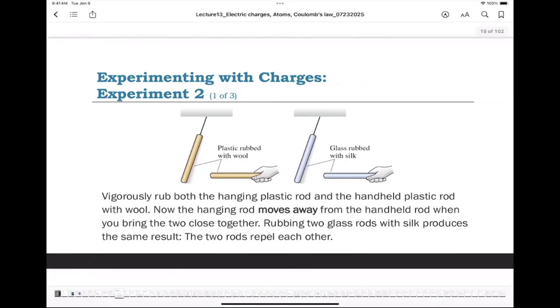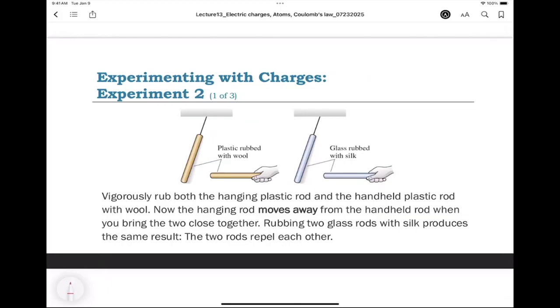Vigorously rub both the hanging plastic rod and the handheld plastic rod with wool. Now the hanging rod moves away from the handheld rod. When you bring the two close together, rubbing two glass rods with silk produces the same result. The two rods repel each other.